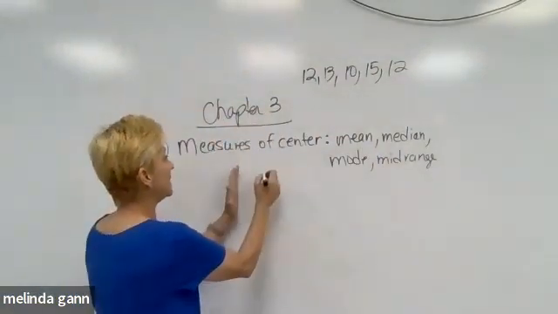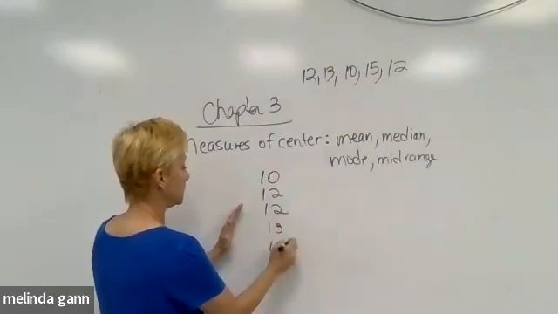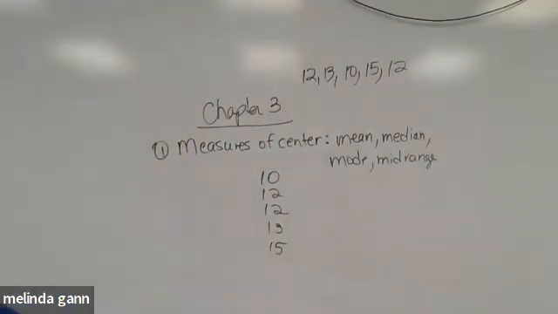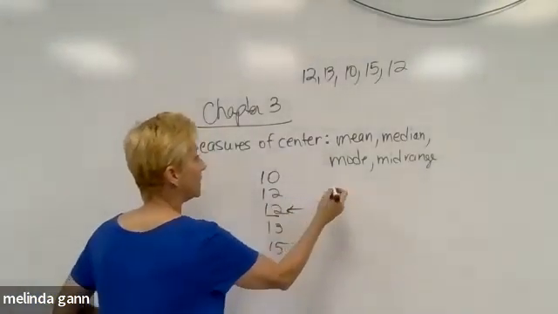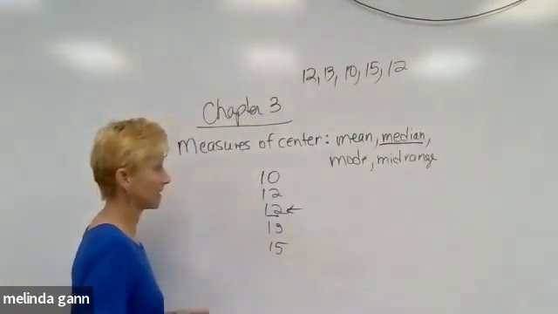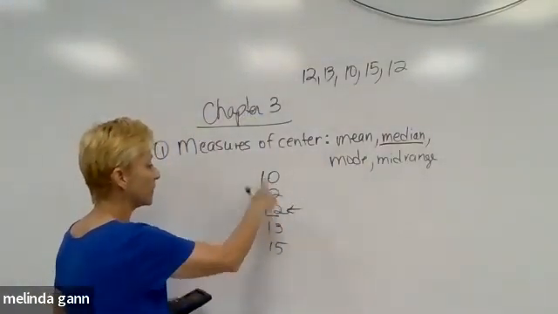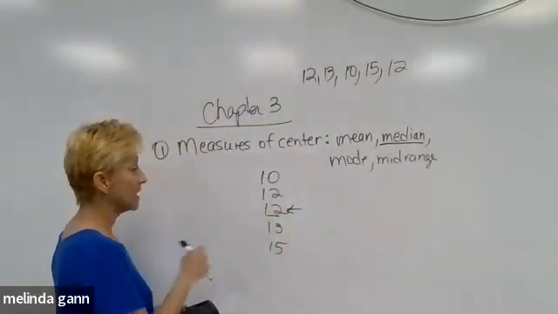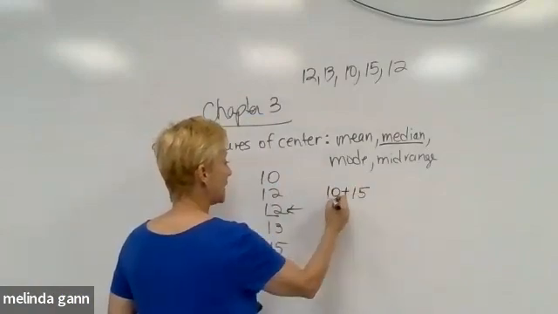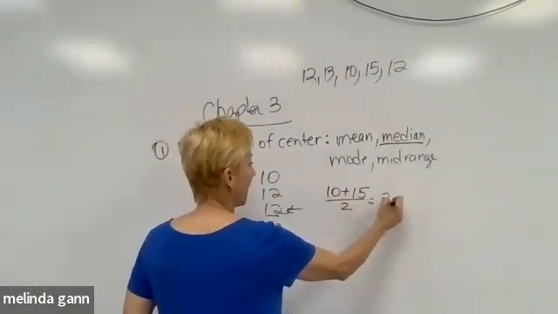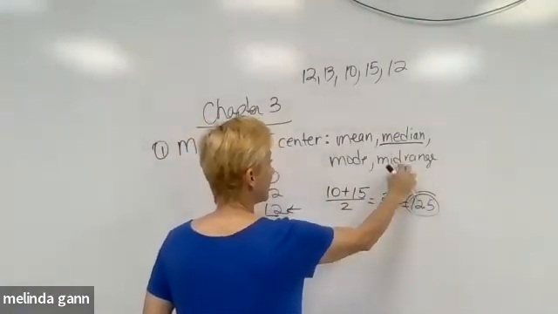So if I put that data in order, 10, 12, 12, 13, and 15, all right, then if I grab the number in the middle, 12 would be my median, okay? My mode would also be 12 because 12 occurs more than the other pieces of data. Now for mid-range, I would take my low plus my high, and I would divide by 2. So if I got 25 divided by 2, I'd get 12 and a half for my mid-range.